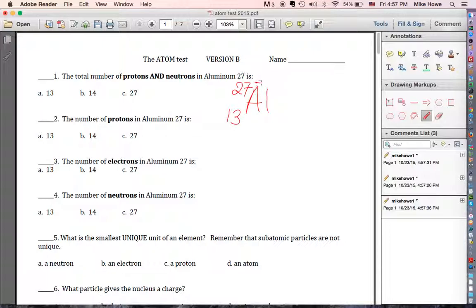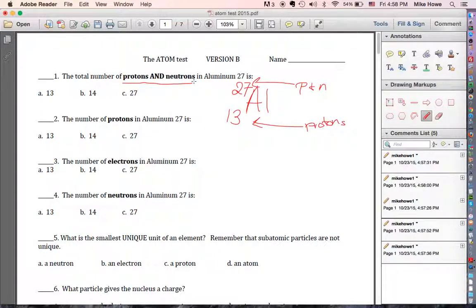Remember that the mass is the number of protons and neutrons all together. The atomic number is just the number of protons. So, the first question says, what is the total number of protons and neutrons in aluminum? That would be the 27, because that's the 27 protons and neutrons. The number of protons by themselves would just be 13.